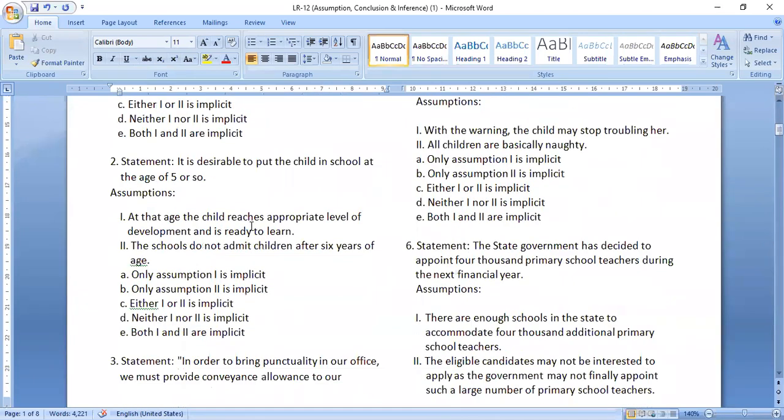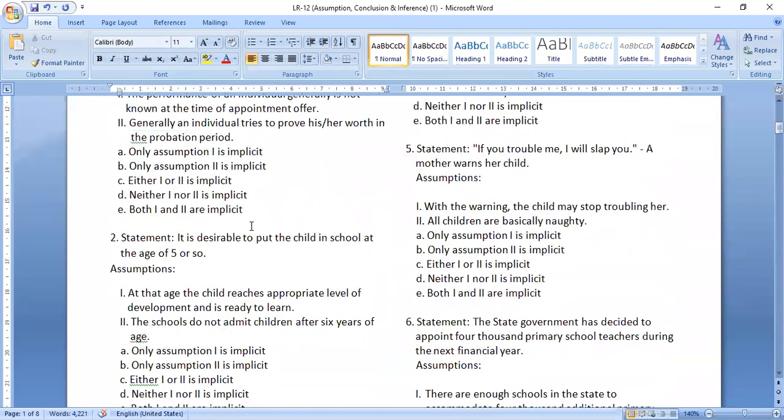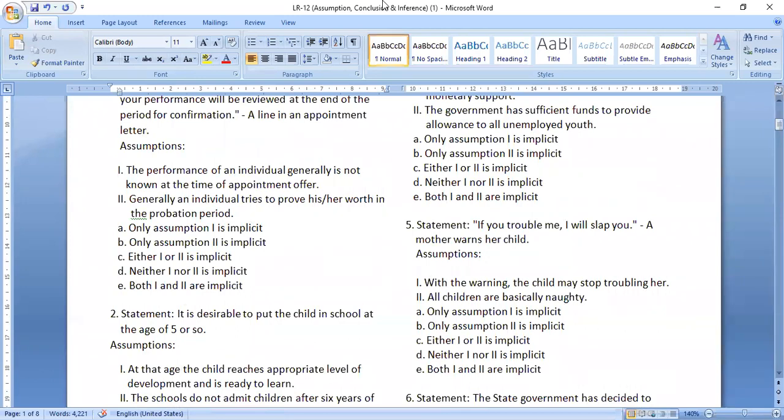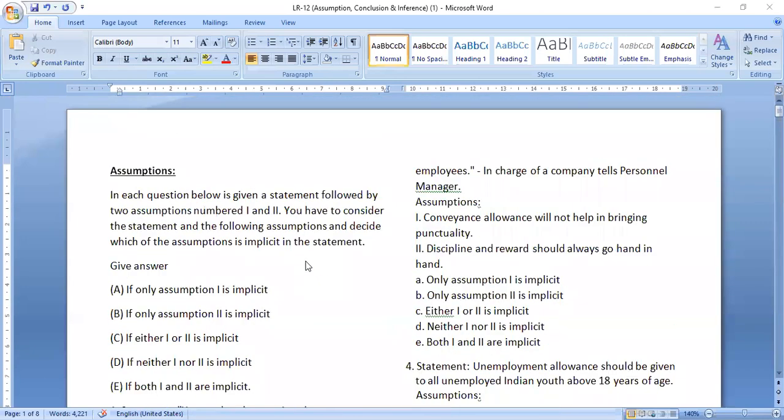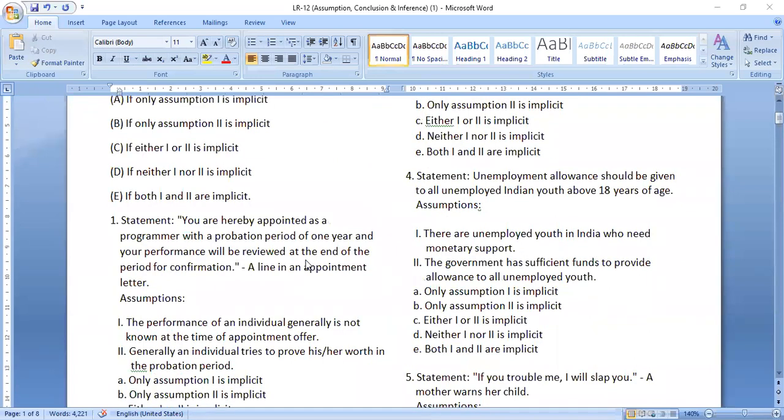Yes, sir, makes sense. Sir, I do have one question though. Could you please explain the difference between assumption, inference, and implicit, just for some clarity, because those are very confusing terms. Okay, assumption is okay.